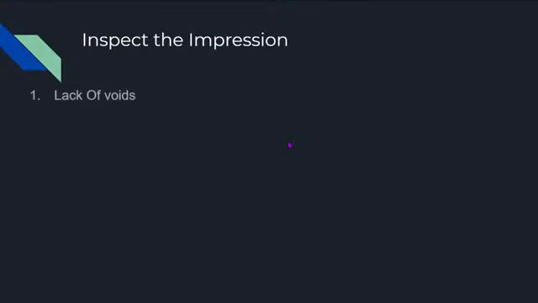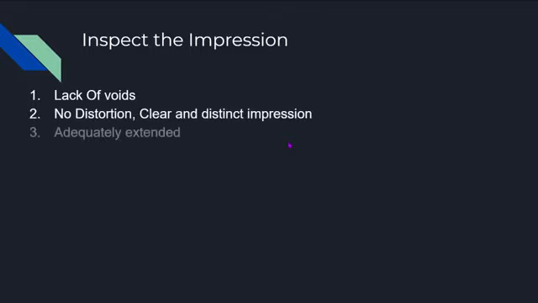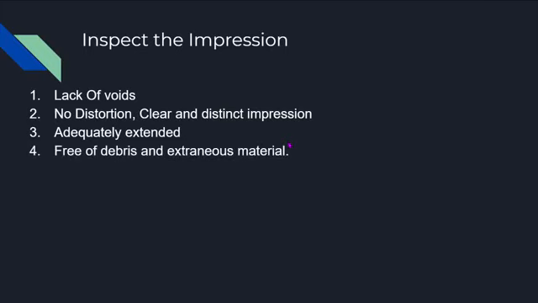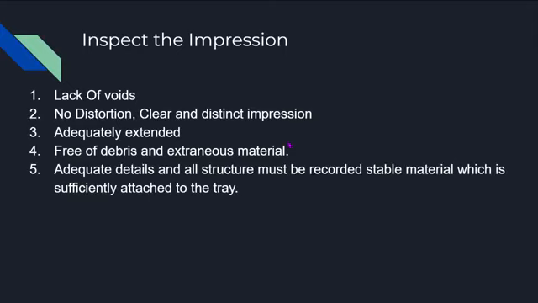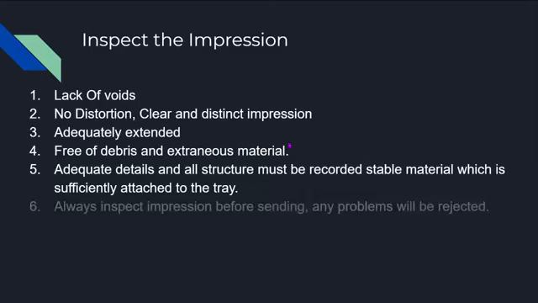Now, as we catch back up to where I left off, inspect the impression. That's going to be very important. Look for lack of voids, no distortion, clear and distinct impressions, adequately extended. You want as much of the sulcus area as possible, all the way back to the distal wraps of the teeth. You want to make sure that it's free of debris and extraneous material. Adequate details and all structures must be recorded using a stable material which is sufficiently attached to the tray. And always inspect the impression before sending it to us.